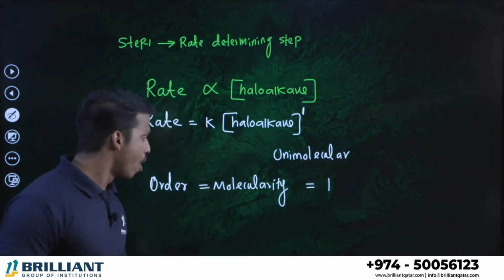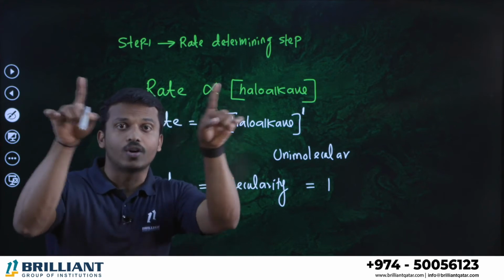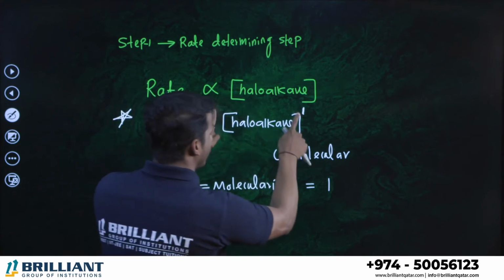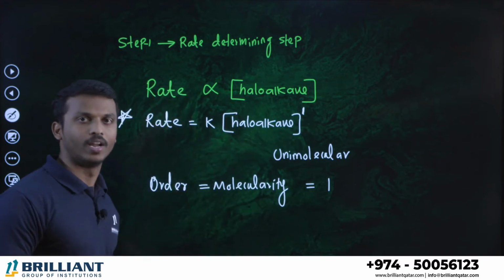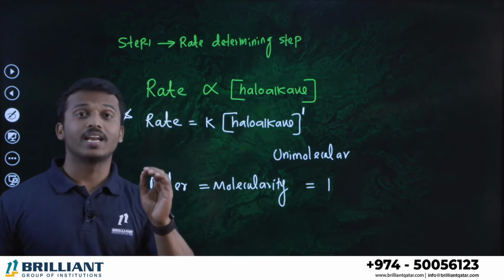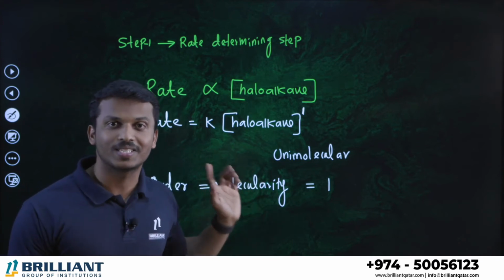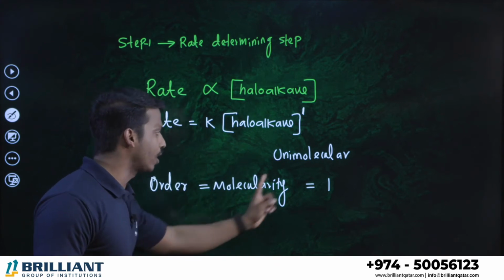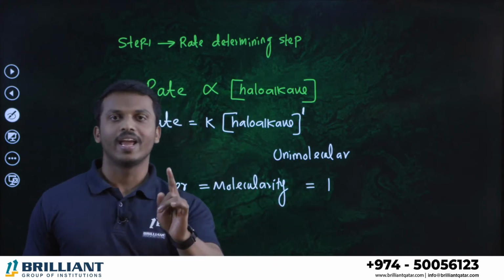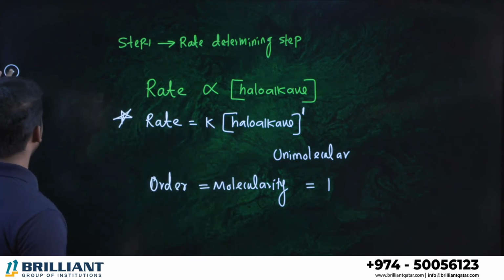Once again I am repeating, order means the sum of the powers of the concentration terms. This is the one concentration. What is the power here? 1. So the order is 1. Molecularity means the number of reactants. How many reactants are there in the first step, the rate determining step? Only 1. Therefore, order and molecularity are equal to 1 for the SN1 mechanism. Clear? Next data.